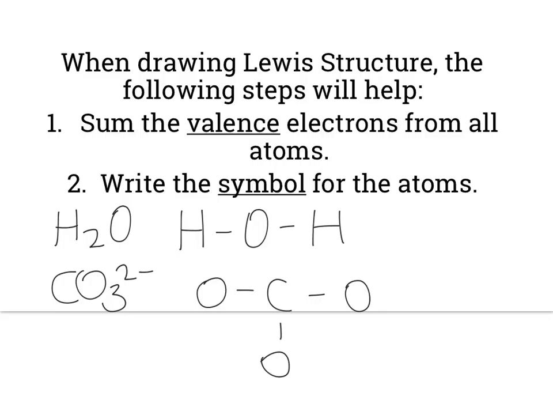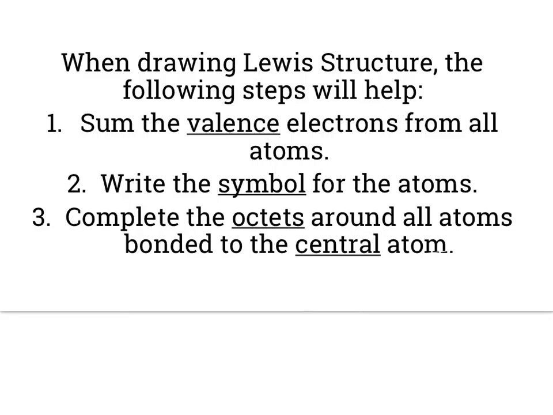Alright, step 3. Complete the octets around all atoms bonded to the central atom. Now, that means do the ones not in the center first. Okay, remember they want 8 valence electrons. Hopefully you remember that hydrogen's fine with 2, which means once you actually put a covalent bond to hydrogen, leave it alone. It already has 2, it's being shared.